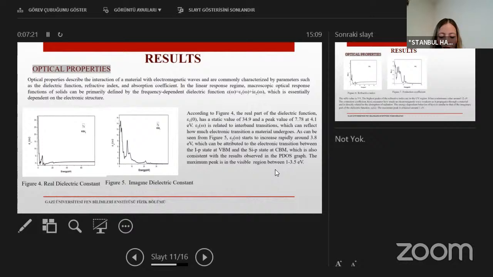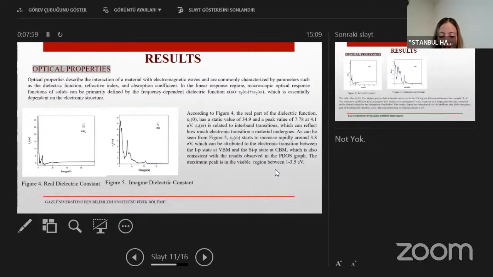And the imaginary part of the dielectric constant, epsilon 2, is related to interband transition, which can reflect how much electron transition a material undergoes. As can be seen from figure 5, epsilon 2 starts to increase rapidly around 3.8 electron volt, which can be attributed to the electron transition between the I P state at valence band maximum and the silicon P state at conduction band minimum, which is also consistent with the result observed in the PDOS graph.